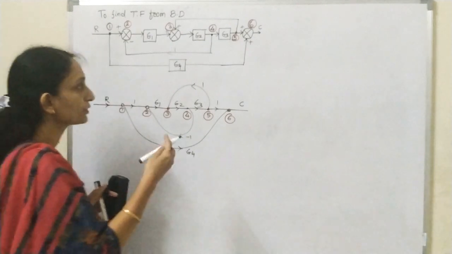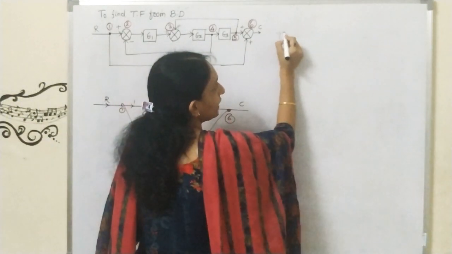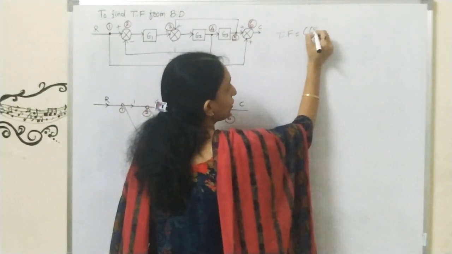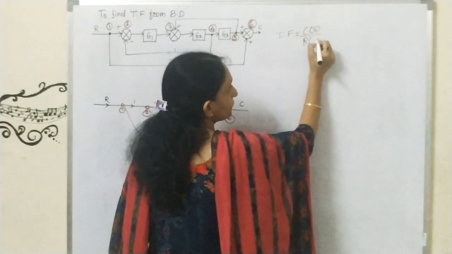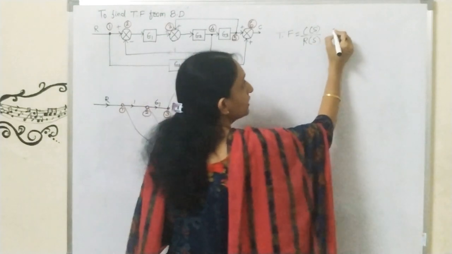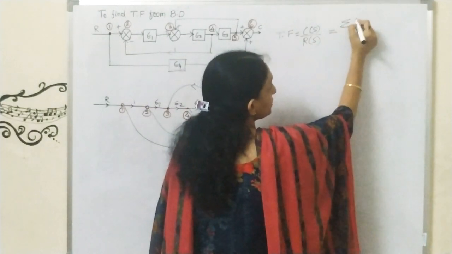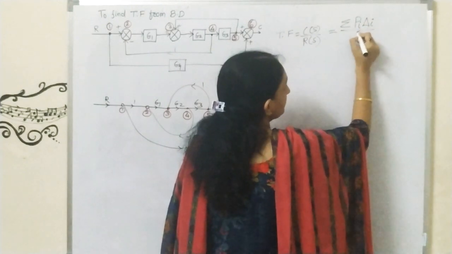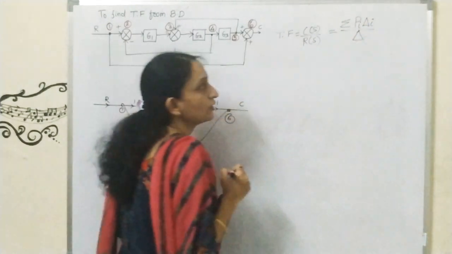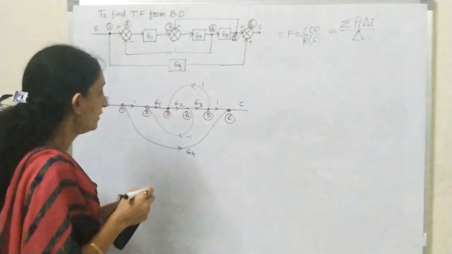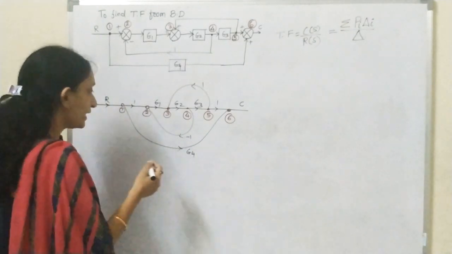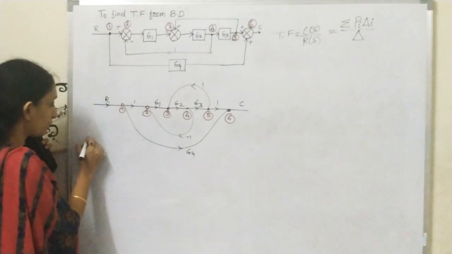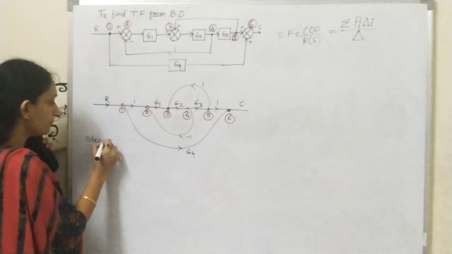But before that I will write Mason's gain formula, transfer function by Mason's gain formula. That is C of S, Laplace transform of output to Laplace transform of input, is given by summation of Pi delta I upon delta. So this is Mason's gain formula. Now we will solve this SFG with step number 1.